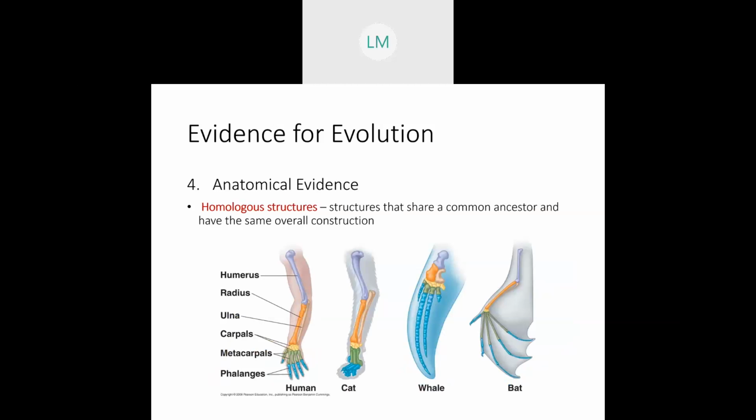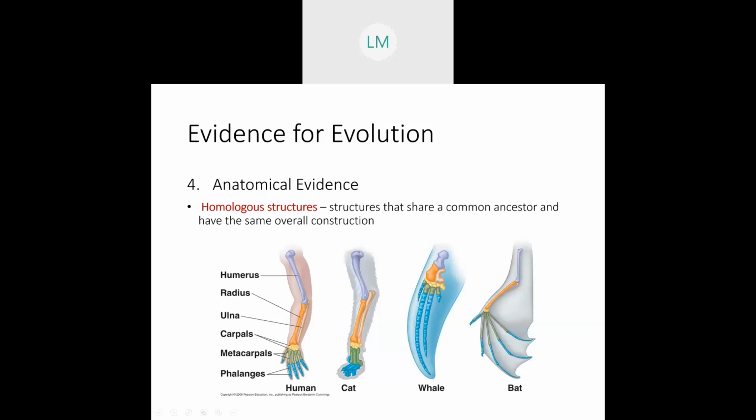Another line of anatomical evidence is homologous structures. So these are structures that share a common ancestor and have the same overall construction. Okay, so the classic example of homologous structures is the mammalian forearm. If we think about mammals, we've got a wide variety of mammals that have a wide variety of forearms. Right? We've got humans with our hands. We've got cats with their paws, whales and bats. These are widely varying structures, but all share a common ancestor, so all have the same overall construction.